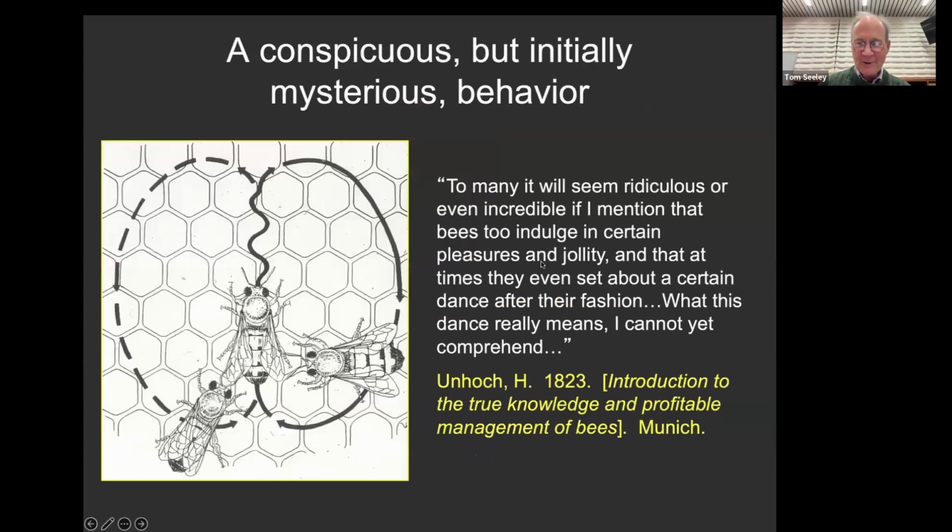And I'll come back to this quote from this gentleman, Unhoch. "It'll seem ridiculous or even incredible. Bees indulge in certain pleasures and jollity. What this dance really means, I cannot yet comprehend." Because he didn't know the context in which the bees were producing this dance. He didn't know what the dancing bee had experienced, which stimulated her to do a waggle dance.